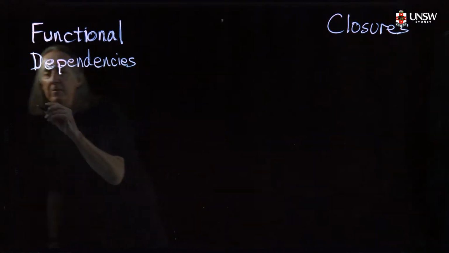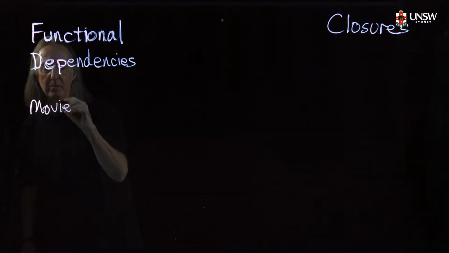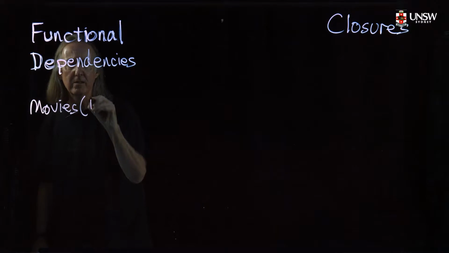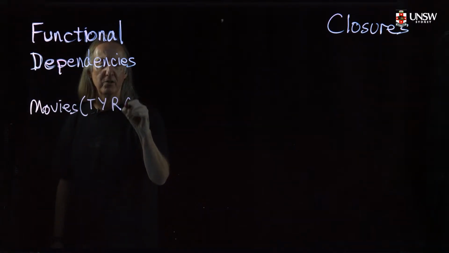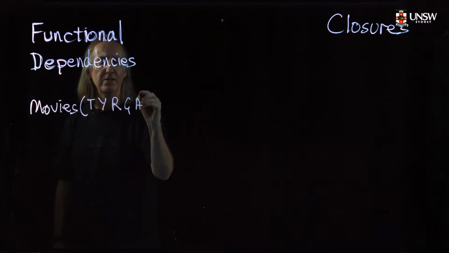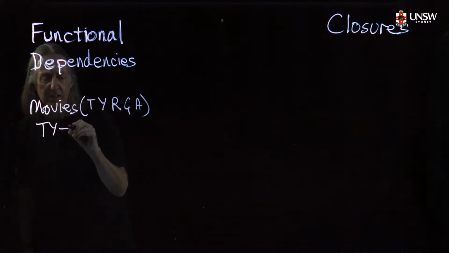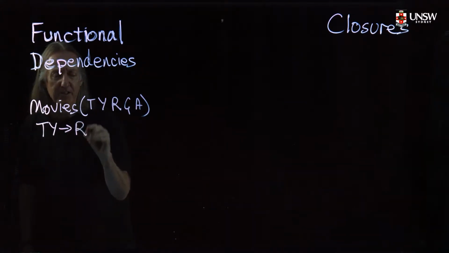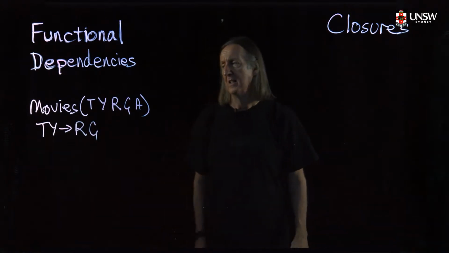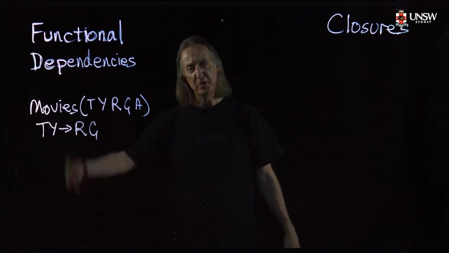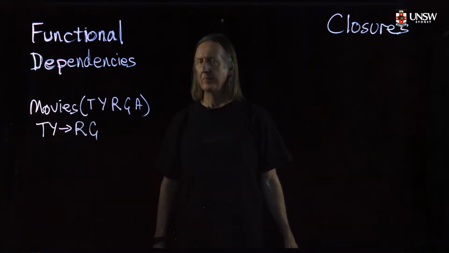So we had a movies table with title and year and runtime and genre and actors, and we saw that the title and the year determined the runtime and the genre because they were talking about a particular making of particular movies, so the King Kong 1980 version.